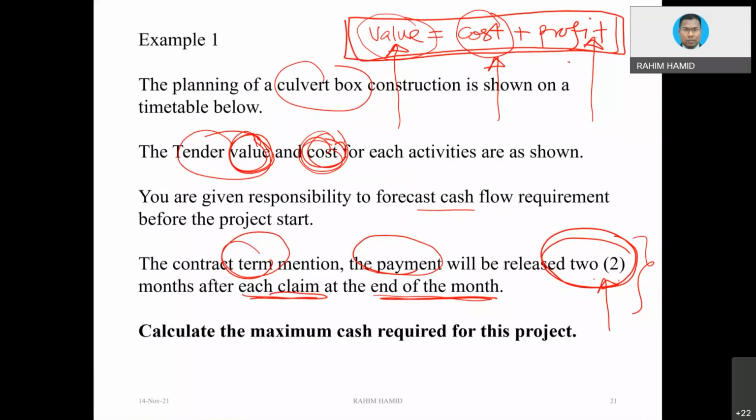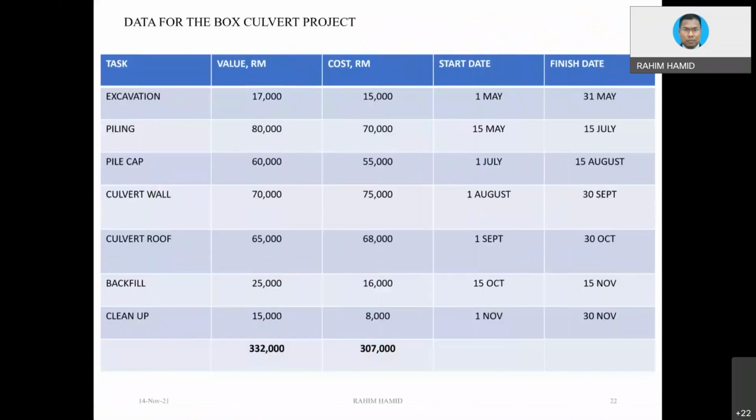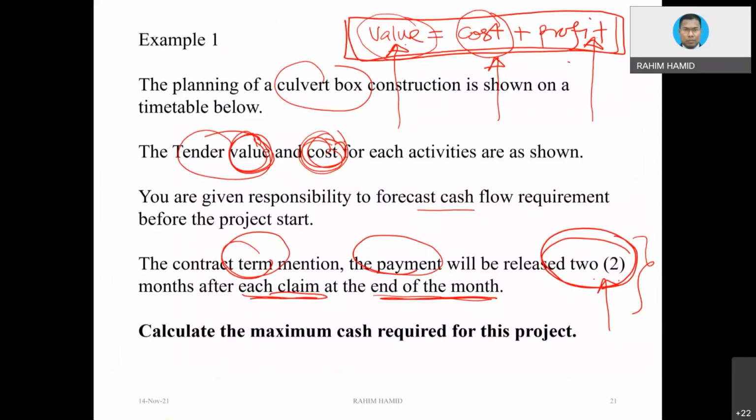Then let's take a look at this example. Now this is the information given. This activity basically has a few tasks: excavation, piling, pile cap, culvert, etc. And then the value is given, the value for each work. You notice that the value basically should be more than the cost, because otherwise you are not going to get your profit. Remember this equation: value equals cost plus profit.